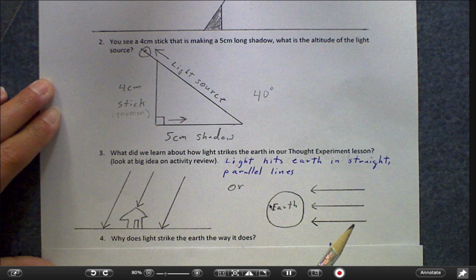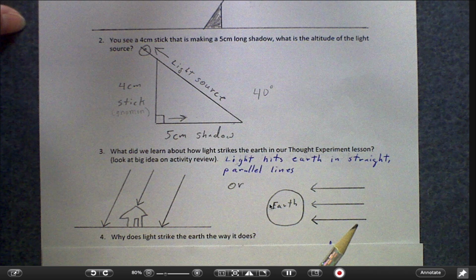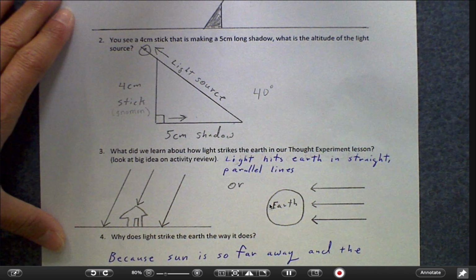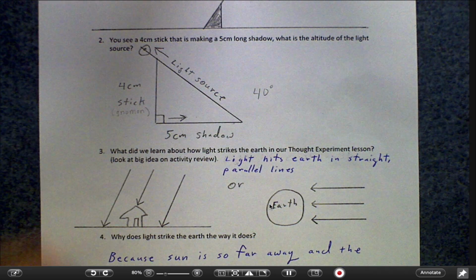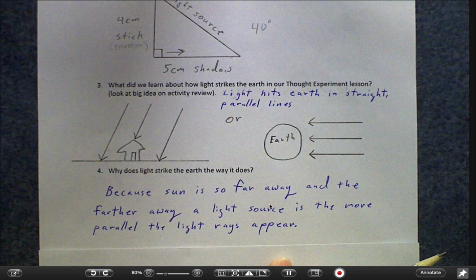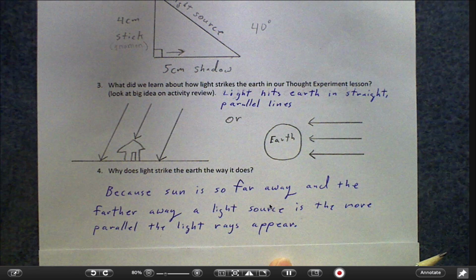Question number four, why does light strike the earth the way that it does? We know this is the case because our sun is so far away, and the farther away a light source is, the more parallel the light rays will appear.